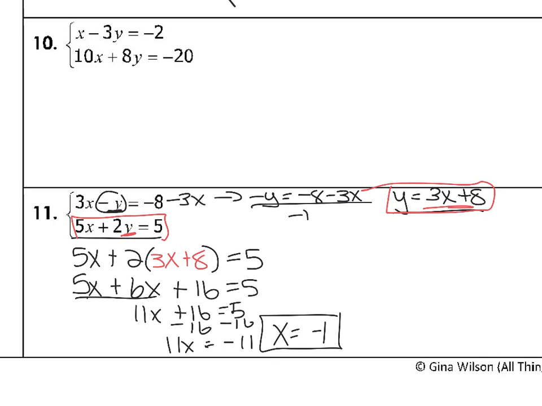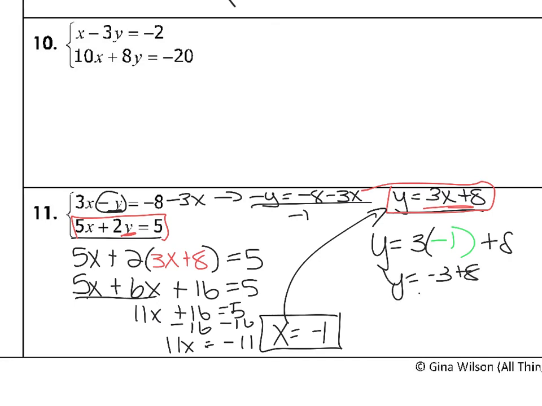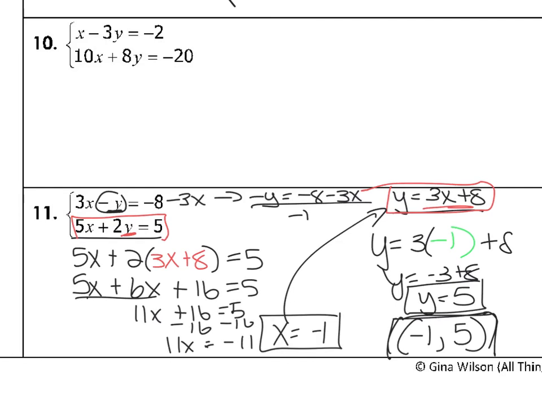Now I know what x is. I can just plug it into this equation. So y equals 3 times negative 1 plus 8. y equals negative 3 plus 8. So y equals 5. So my solution is x is negative 1, y is 5. So the coordinate is negative 1, 5.